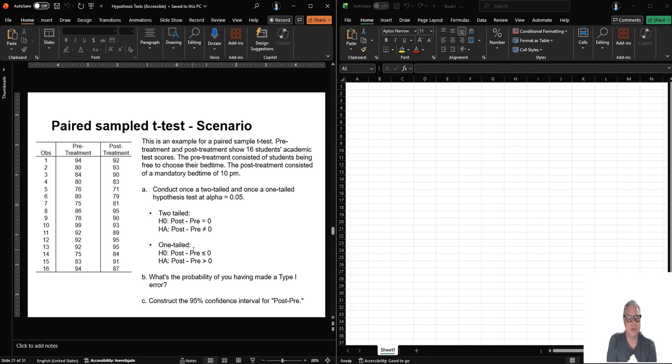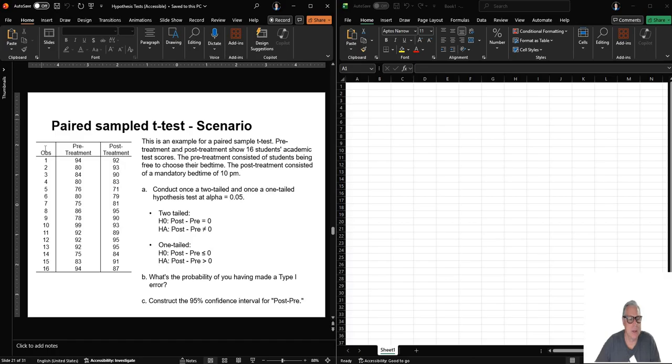And we do that once using a two-tail test and once a one-tail test. And then we also construct a confidence interval for the difference between post and pre. A paired sample t-test is essentially similar to a simple t-test where we have one variable, but our single variable is the difference between post and pre.